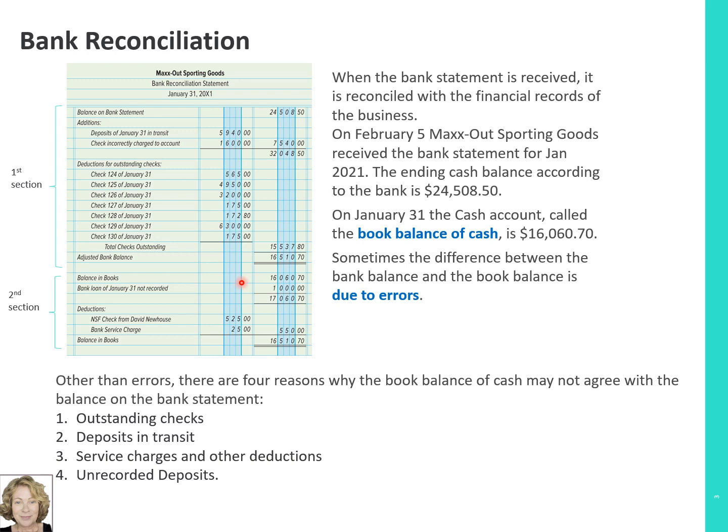In the second section of the bank reconciliation, we start with the balance per our books of $16,060.70. We then add any transactions that have not yet been recorded but were on our bank statement, and we subtract any charges that have not yet been recorded but also were on our bank statement. The result is our adjusted book balance. The adjusted book balance and the adjusted bank balance should be the same amount.